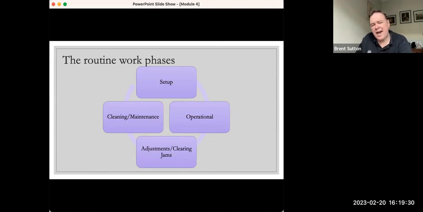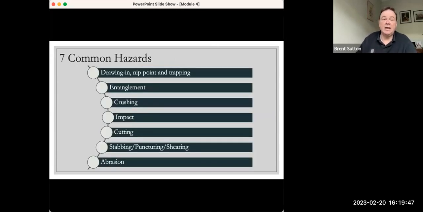So when we think about the hazards present on the machine, we need to look at those lenses of setup, those lenses of operational normal work, that lens of adjustment and clearing jams, and the lens of cleaning and maintenance. Now, here's the good thing about machinery. It can only physically harm you in one of 7 ways.